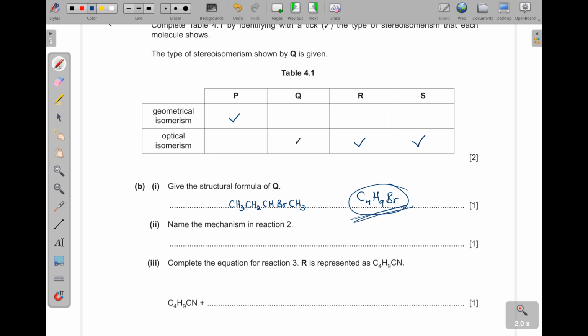So for the structure formula, we are seeing how many hydrogens or which atoms are actually connected to which atom. So this carbon here has 3 of them. This one has 2, then 1, and then the Br. Like that. So that is that. Then name the mechanism in reaction 2.